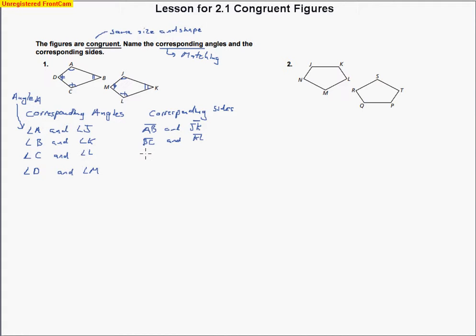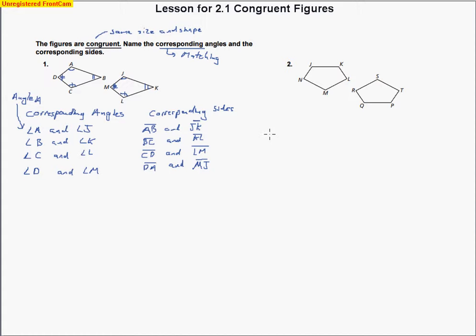And then we'll move on to CD. And so as I look at C to D, notice how I put these marks here. They kind of match these two marks here. And so that would be LM. And the last one here will go DA. So from D to A, if you look at those marks, this mark here matches this mark here, A and J match. So we would say DA and M or MJ. So those are the corresponding angles and sides of the first one. Let's take a look at the next one.